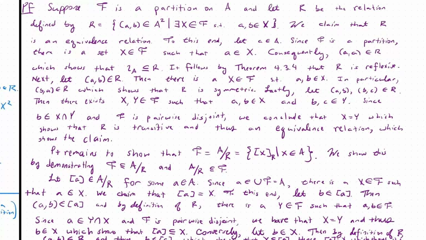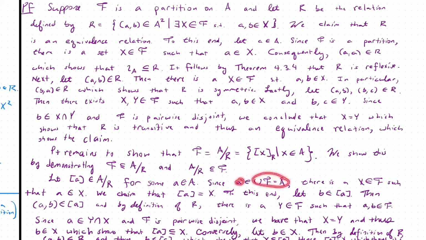And now the next part is to show that the family of sets is equal to A mod R, where that is the set of equivalence classes under the relation R. Well, we're going to show this by showing that the family of sets F is a subset of A mod R, and A mod R is a subset of the family of sets F. So to do that, we take an equivalence class [a] in A mod R for some a in A. Now, by definition of F being a partition, we know that the union of all the sets in the family of sets is equal to A.